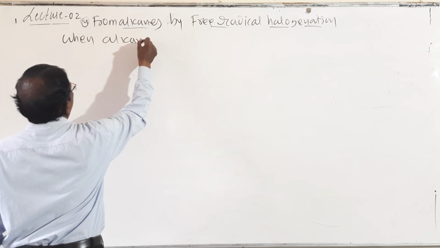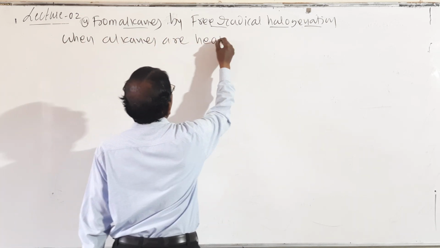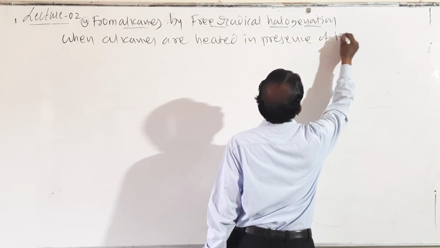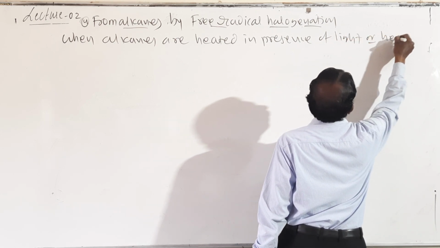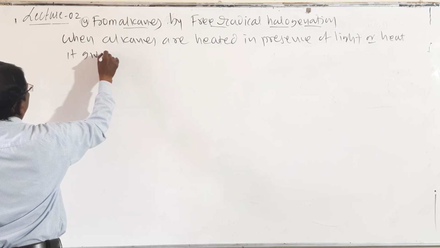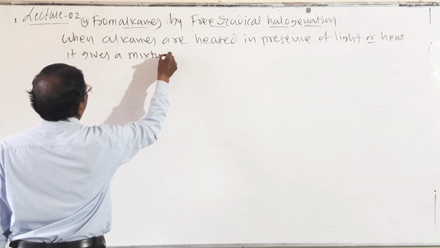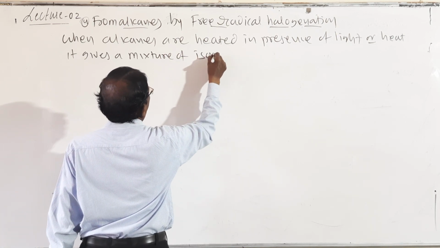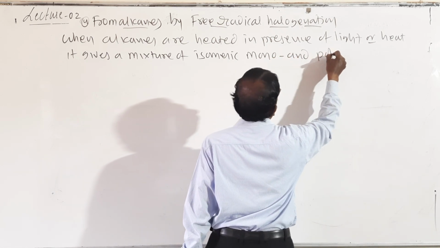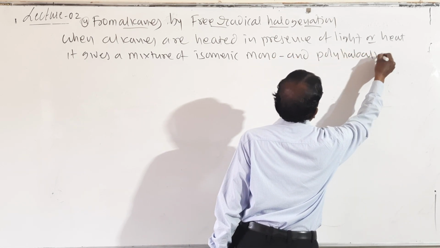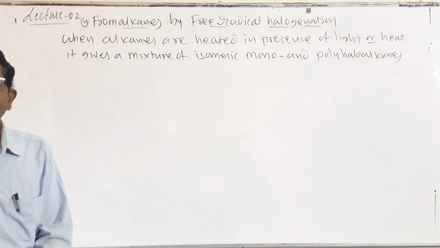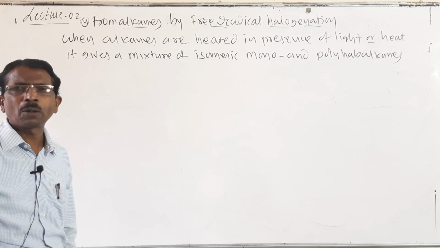So look here students, when alkanes are heated in presence of light or heat, it gives a mixture of isomeric mono and polyhaloalkanes. So here it forms isomeric mono and polyhaloalkanes.